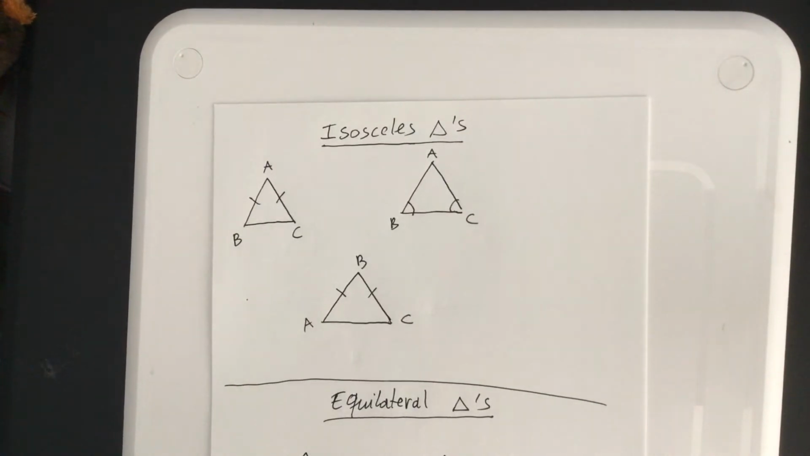All right, let's talk about properties of isosceles triangles and properties of equilateral triangles. Well, if you guys remember, the definition of an isosceles triangle is a triangle that has at least two congruent sides, or two equal sides. So let's go over some examples here and see some properties.